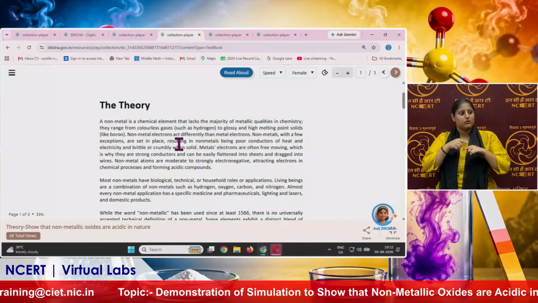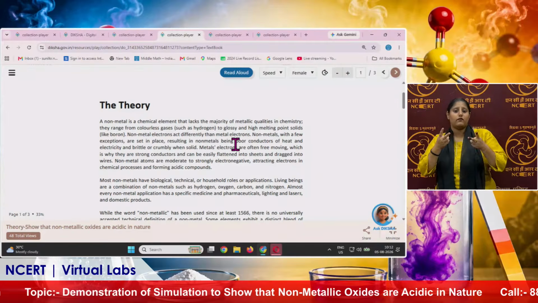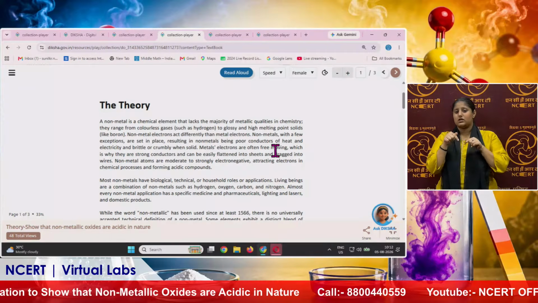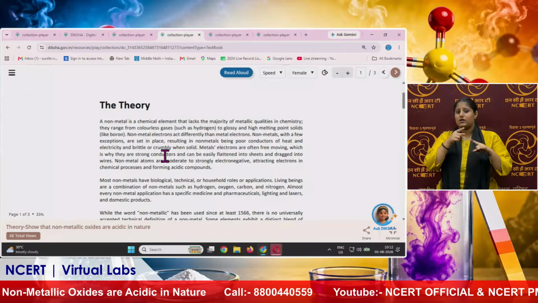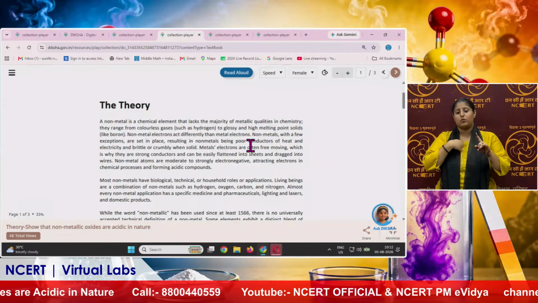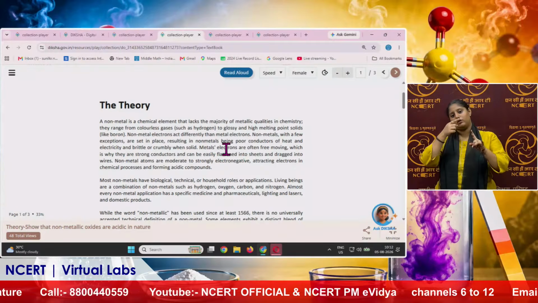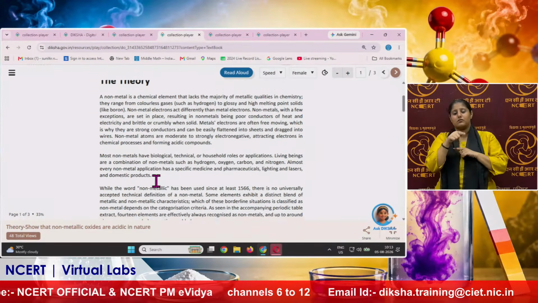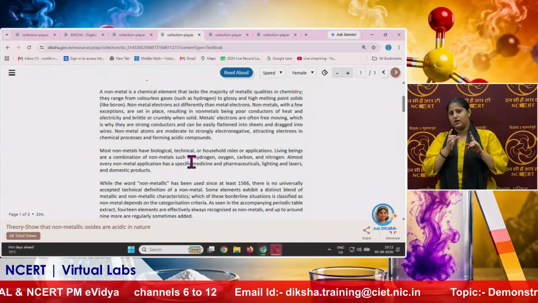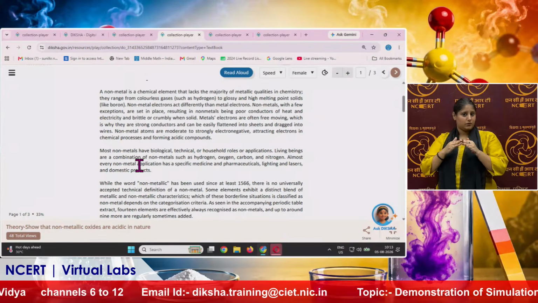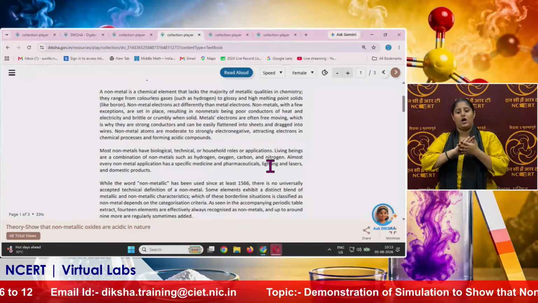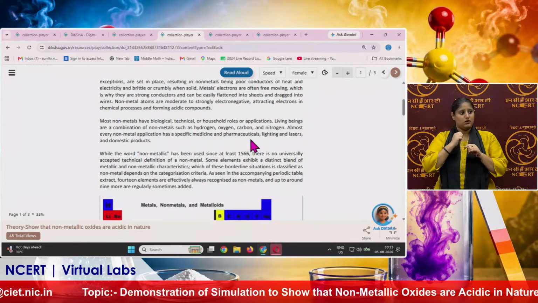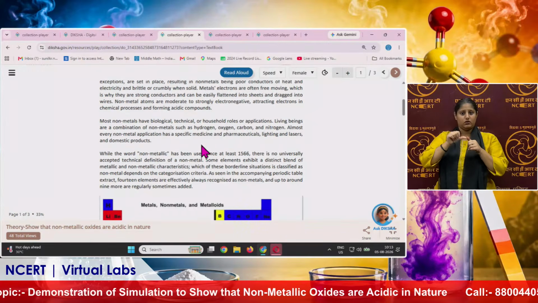Non-metal electrons act differently from metal electrons, and non-metals, with few exceptions, are poor conductors of heat and electricity. On the other side, metals are strong conductors of heat and electricity because their electrons are freely moving, and in the case of non-metals this phenomenon is absent. Mostly non-metals have biological, technical or household roles or applications. Examples are hydrogen, oxygen, carbon and nitrogen. Non-metal applications include medicine and pharmaceuticals, lighting and lasers, and domestic products also.